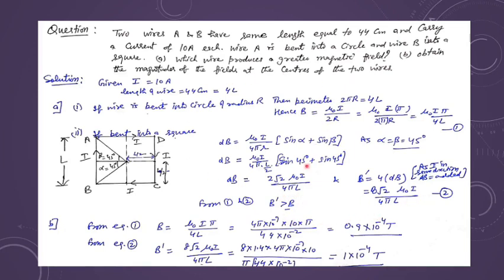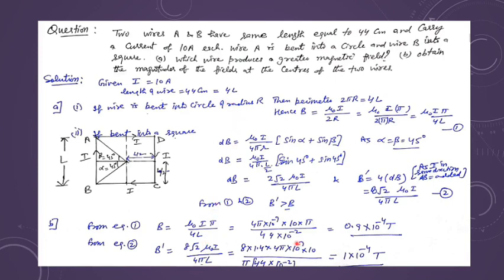You have to obtain the magnitudes of the fields at the centers of the two wires. So for the first wire, I am calling the magnetic field B, and for the second wire I am calling it B dash. You can write first wire and second wire, because otherwise you may get confused with the things. So if you put the value here for L, the length of this wire, that we have taken as 4L, that is 44 centimeter.